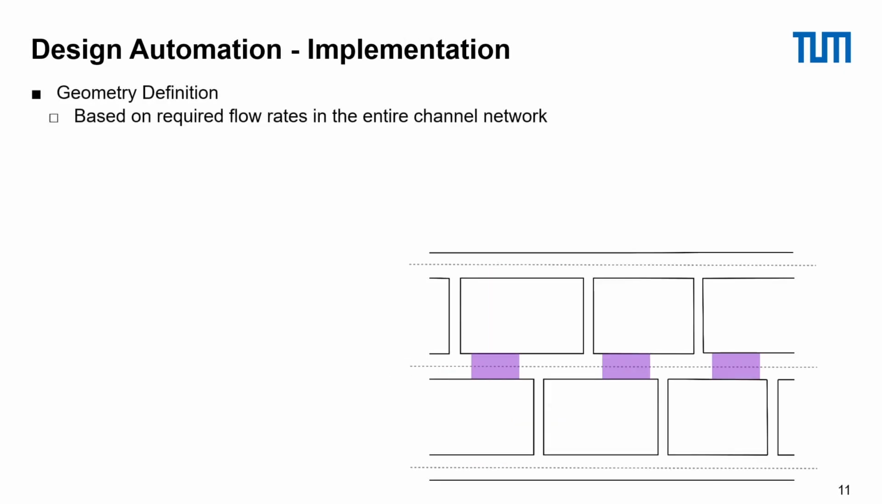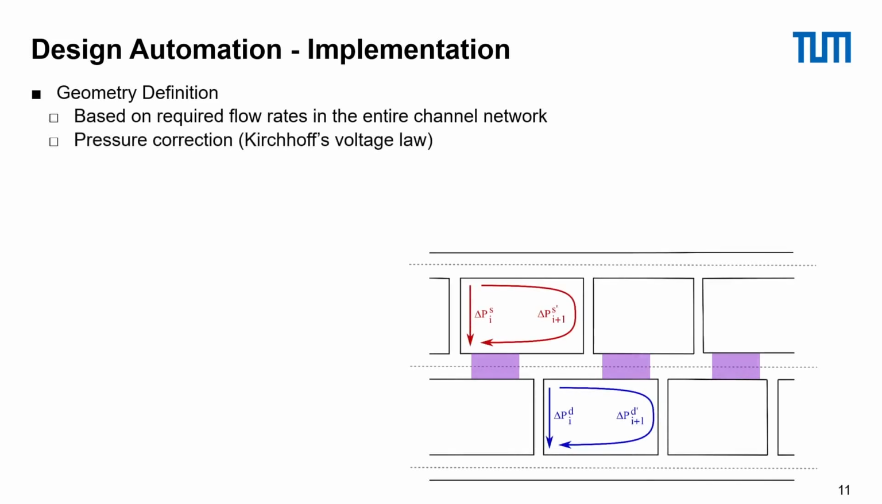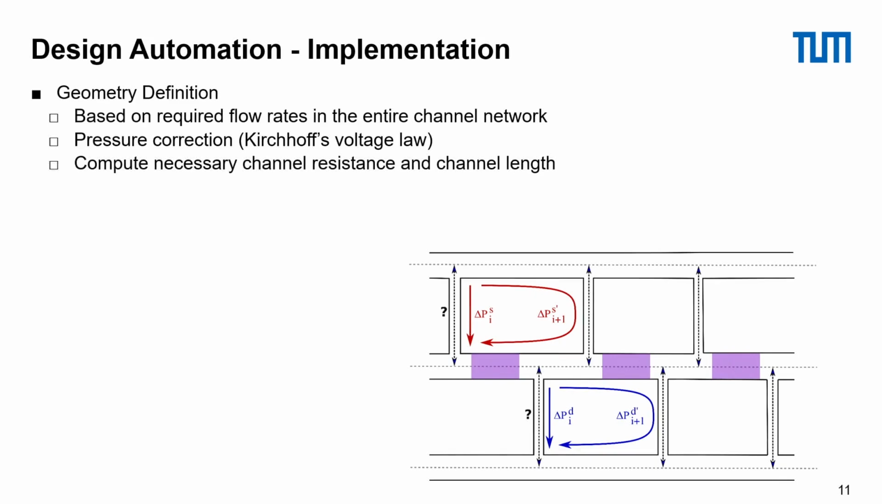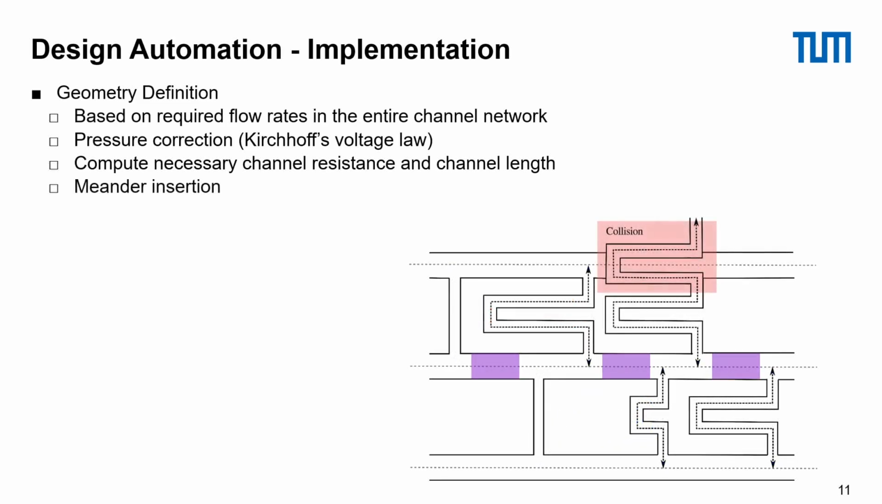Now the geometry definition is based on the flow rates we just calculated, and again we need to do a pressure correction. For each of these loops, the gradients of the pressure need to be equal to 0 if you take into regard the direction of them. Based on this, we can compute all of the necessary channel resistances and also all of the channel lengths we need. Again, thinking back to the meanders, we insert meanders to have specific lengths for each of these channels, and therefore we have the required flow rates, defined by the geometry itself.